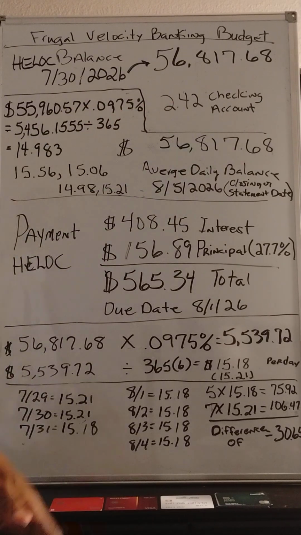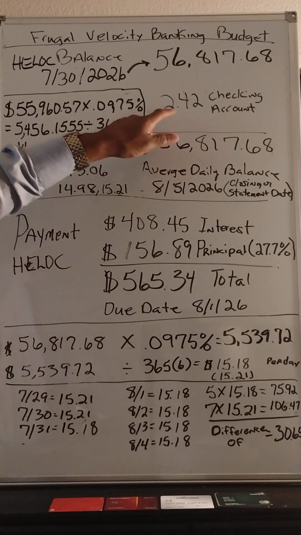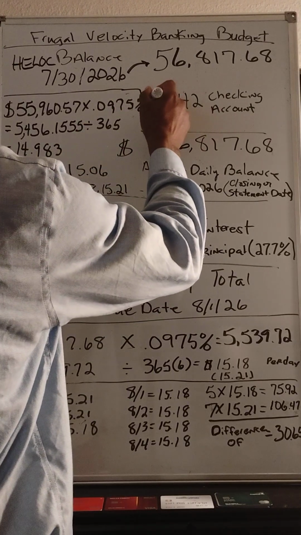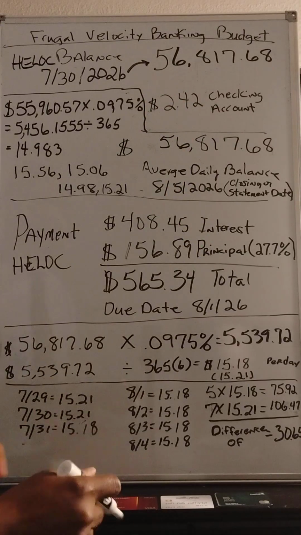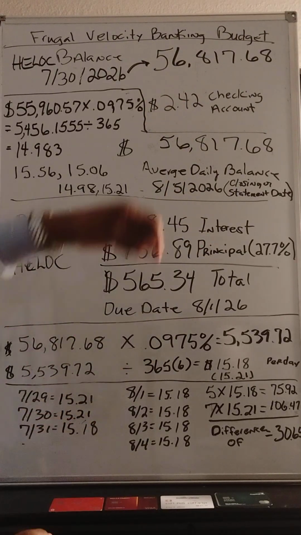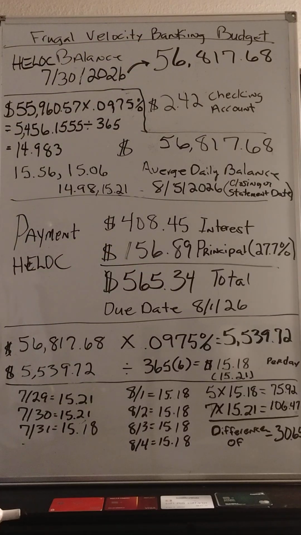Today, across my 3 checking accounts, I only have $2.42. I have no emergency fund. I have no cash set to the side. Everything is sitting in the HELOC to pay it down.